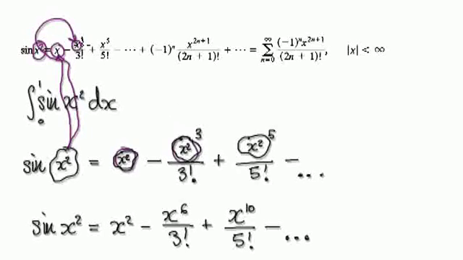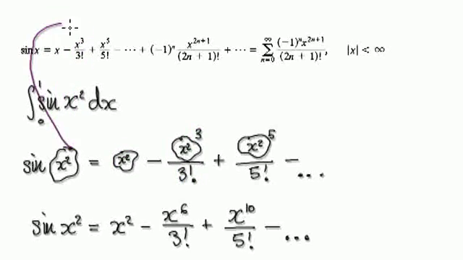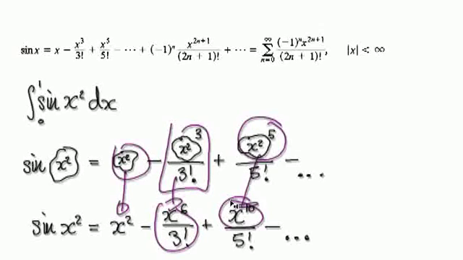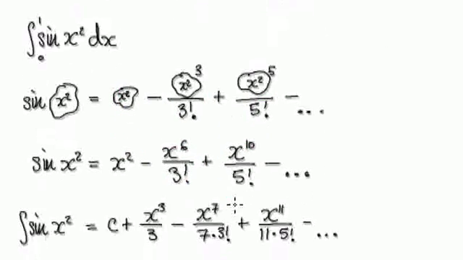So that will be x squared to the power of 3 over 3 factorial, and put the x squared into this thing here. That will be this thing to the power of 5, and so on. So tidy this up. So this becomes this, and this becomes this, and so on. Now it's easy to integrate.